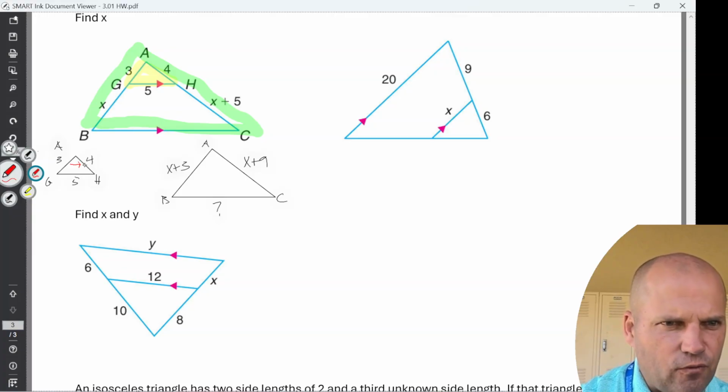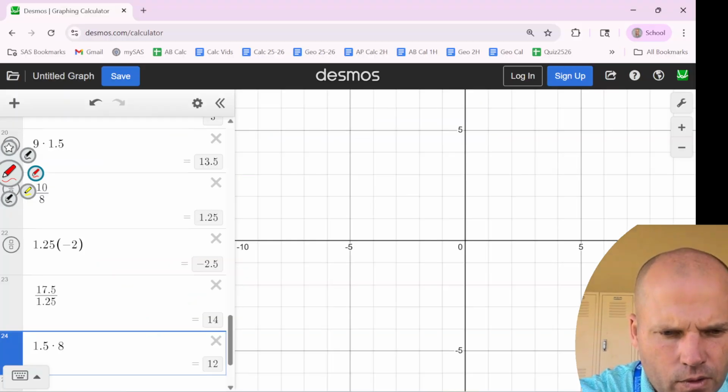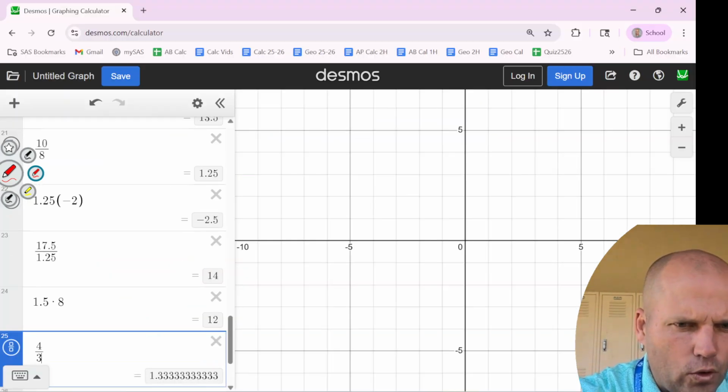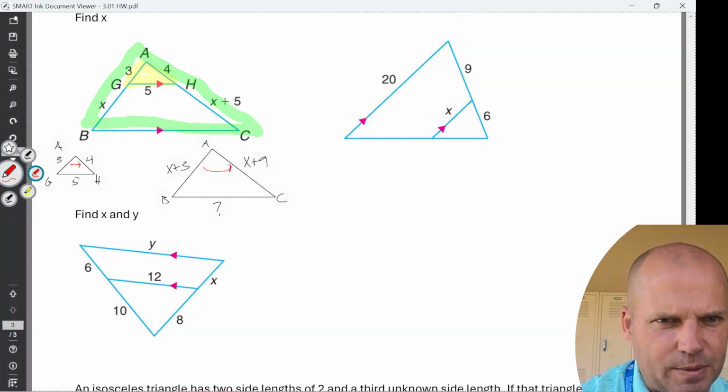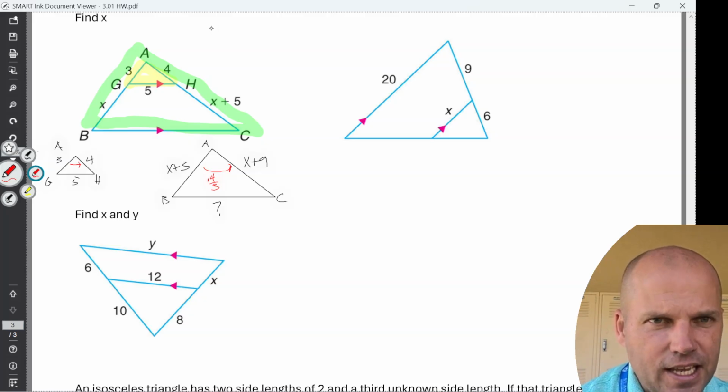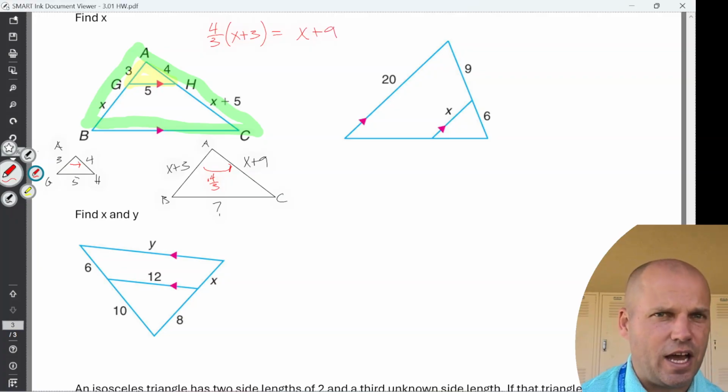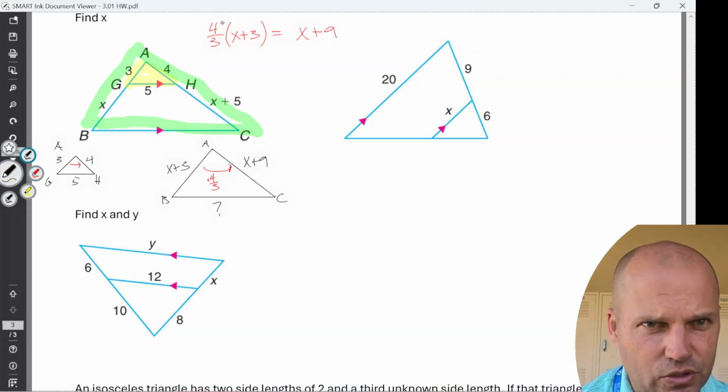So 3 to 4 is 4/3 times the size, which means x plus 3 to x plus 9 would be 4/3 times the size. This is how we'd set this up. 4/3 times x plus 3 will have to equal x plus 9.